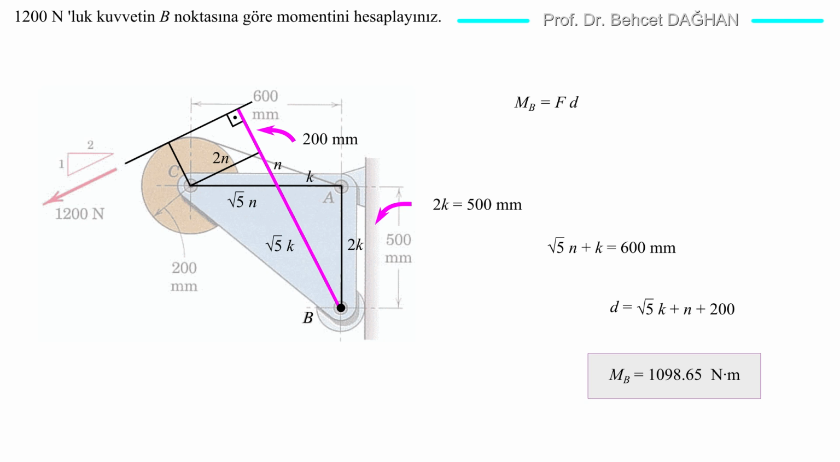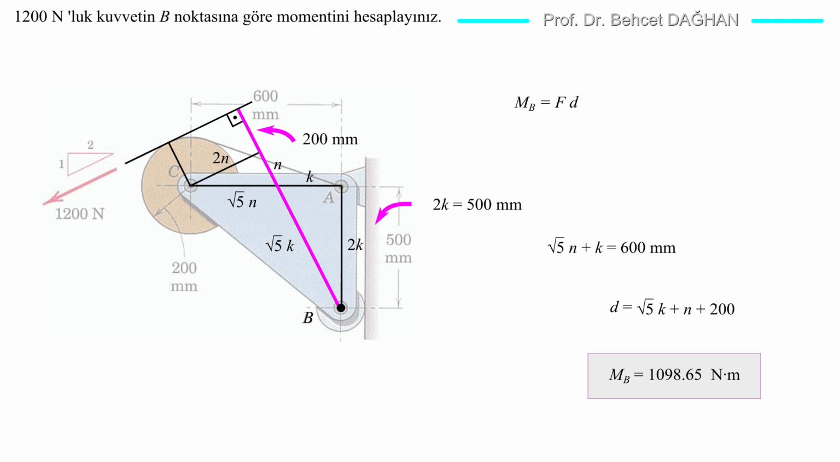Let's find n. The distance AC is 600 millimeters. It is equal to the sum of square root 5 n and k. The sum of square root 5 n and k is 600 millimeters. We found k to be 250 millimeters. We substitute this in and find n. So, we found k, we found n.